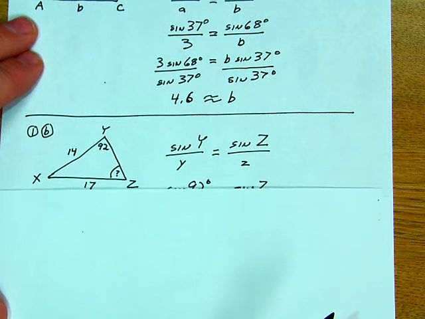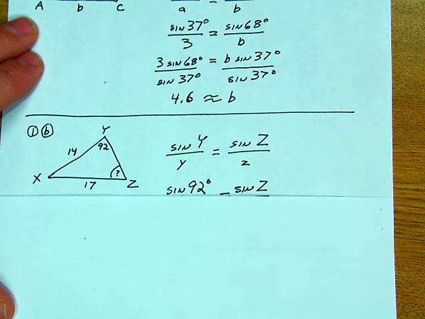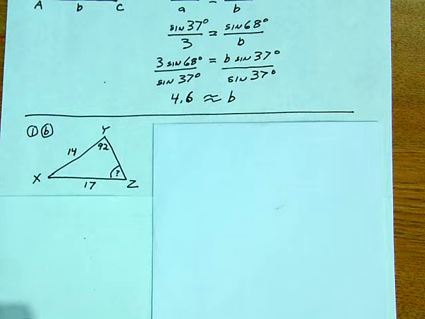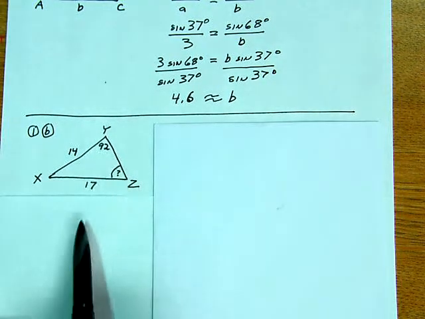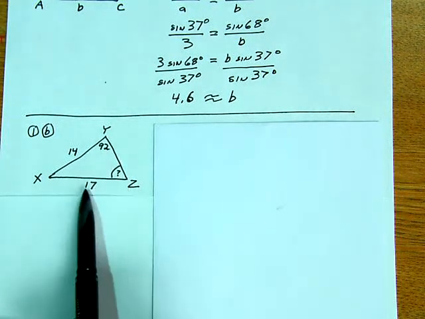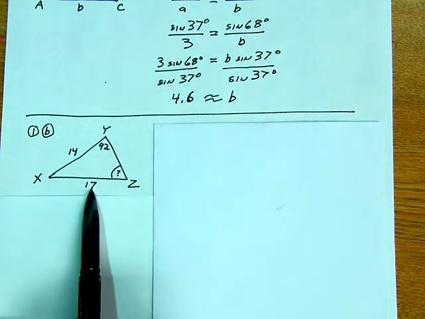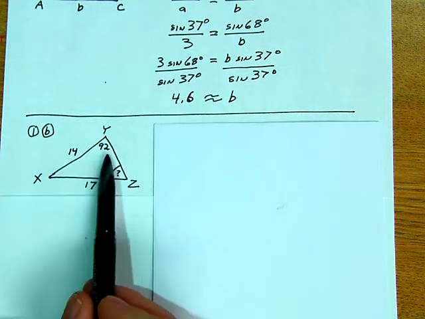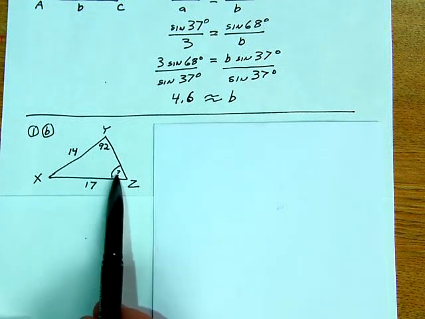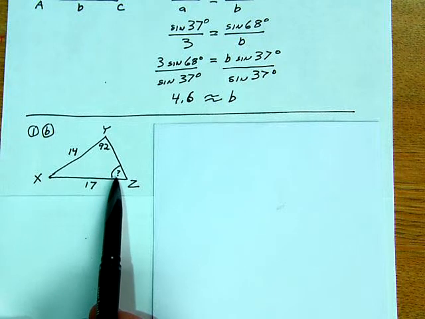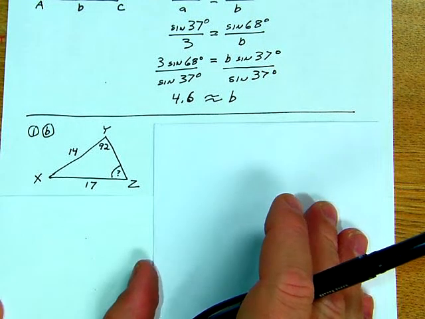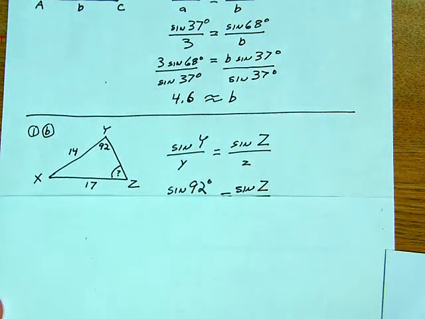How about this problem? What if I'm given this set of problems? I've got x, y, z. The side opposite of y, small y, is 17. The side opposite of z, small z, is 14. Okay, y is 92. They're saying find the angle for z. Well, once again, I'm going to use the law of sines. I can find different parts of a triangle using the law of sines.